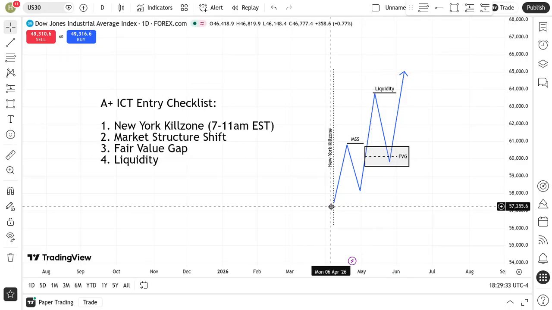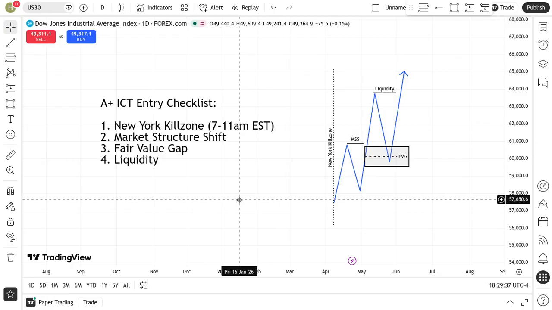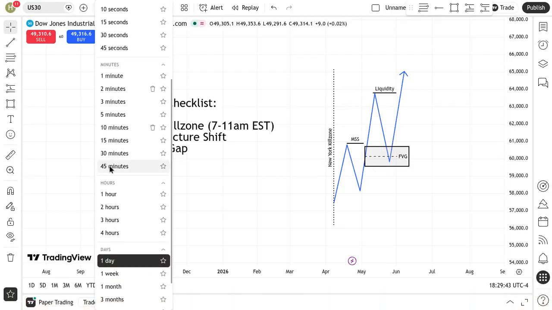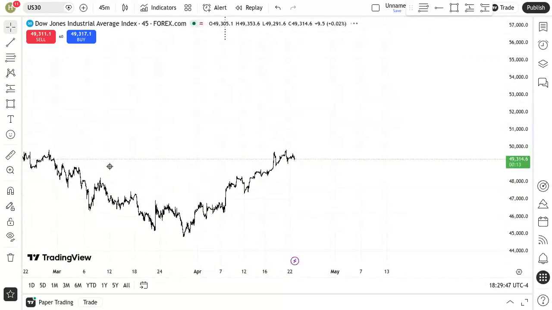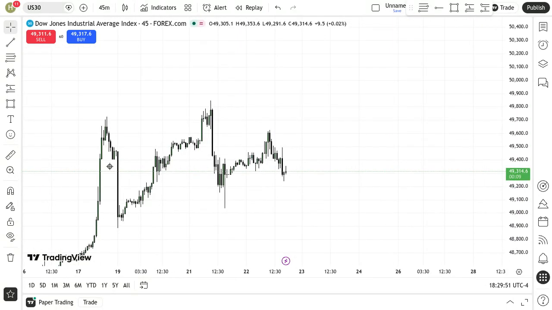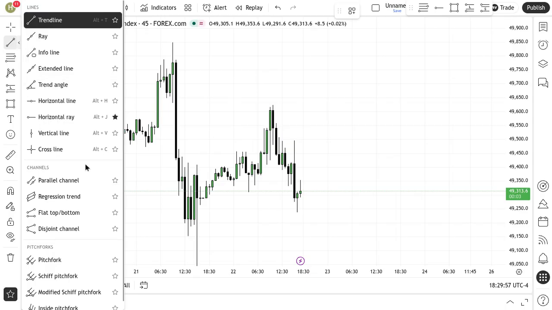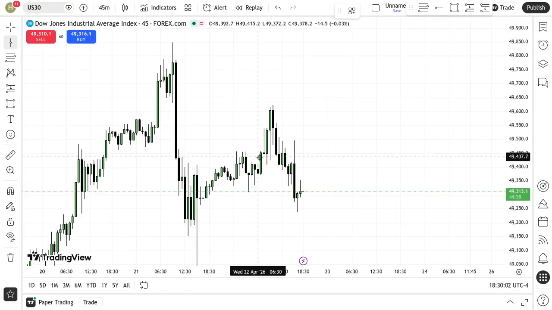Now, this is very simple, but you cannot miss any of these steps, so make sure to take these down if you have to. Now I'm going to show you guys a real life chart example where this happened today on US 30 or the Dow. And I'm going to show you guys exactly what you just saw on the simple explanation, but on the real charts. So first, remember, we only trade between 7 and 11 a.m.